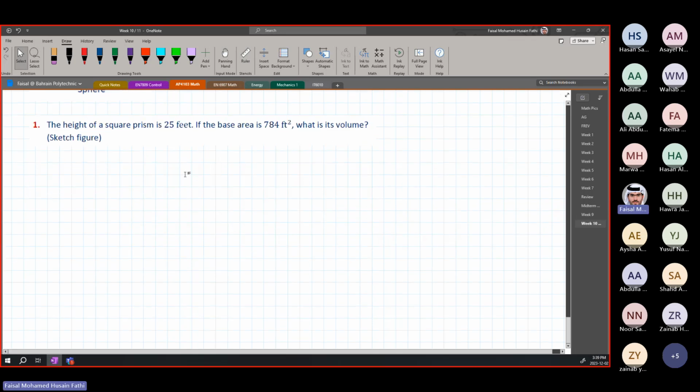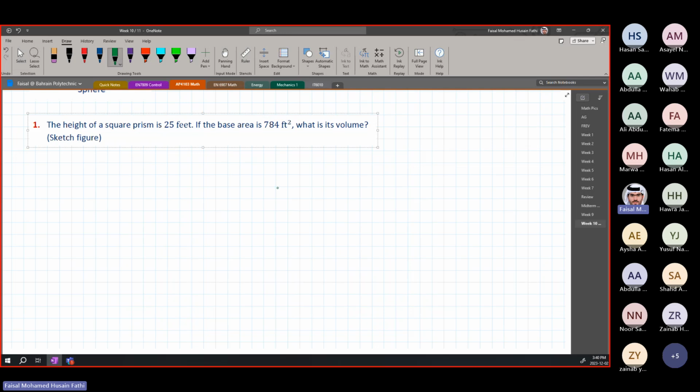The height of a square prism. Again, when we come to word problems, it is critical, very important, that you read the question step by step and understand it before starting the solution, and go word by word. So how I usually solve my questions is I read it one by one. So the height, I read the height, I write the letter H instantly because I know it's talking about the height of a square prism.